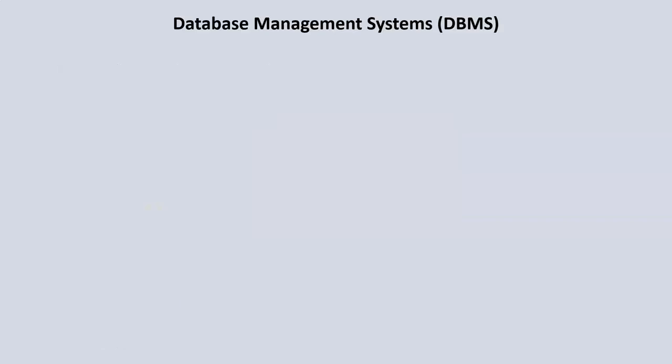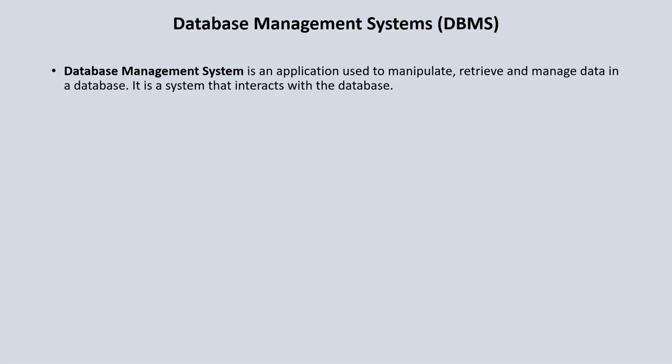So now we know that data is an unprocessed fact that can be further processed and leads to information that can be used. We know that a database manages or contains data. So what is a database management system? Well, a database management system is an application used to manipulate, retrieve, and manage data in a database. And it is a system that interacts with the database.